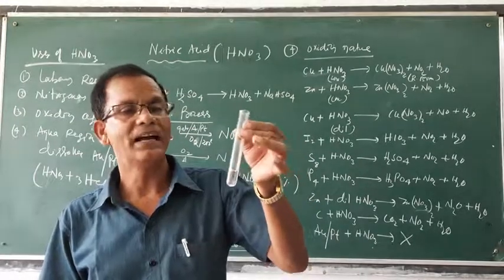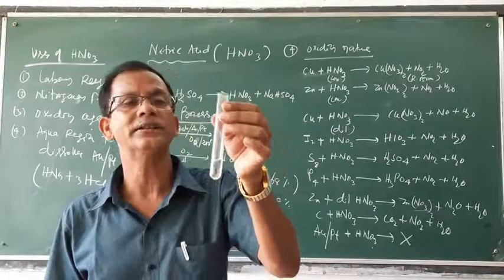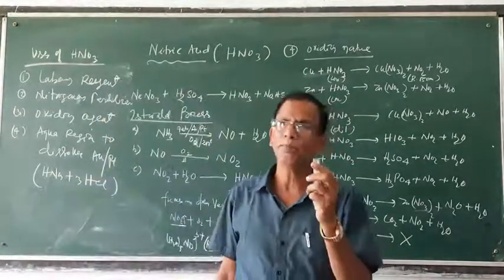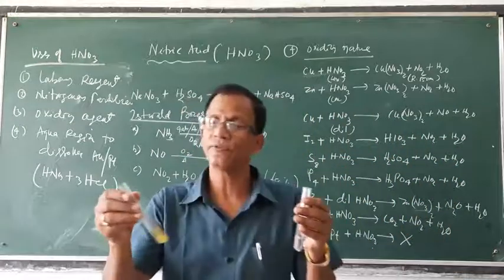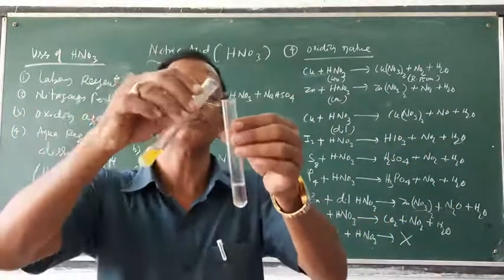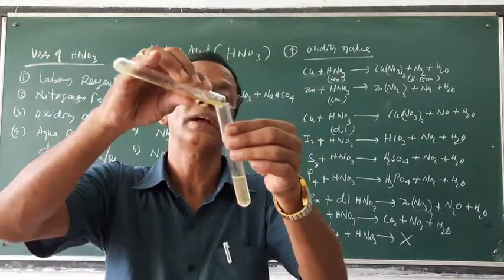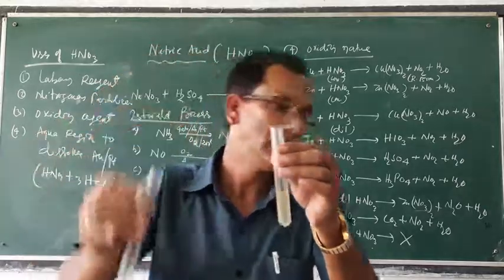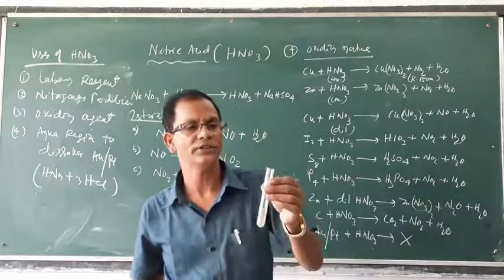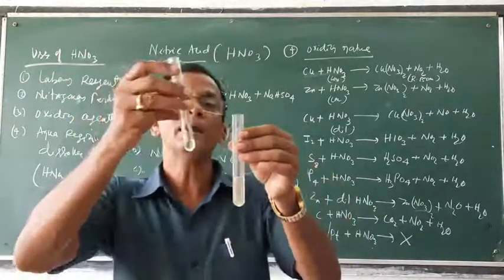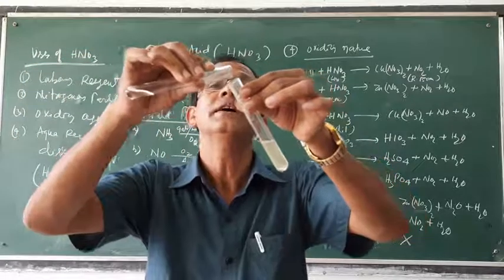I have taken dilute nitric acid in the test tube. This is the test of nitrate ion, called the brown ring test. Then we add ferrous sulfate solution. Excess ferrous sulfate solution is taken. The third step is to add concentrated sulfuric acid. When you add concentrated sulfuric acid, you see the change.